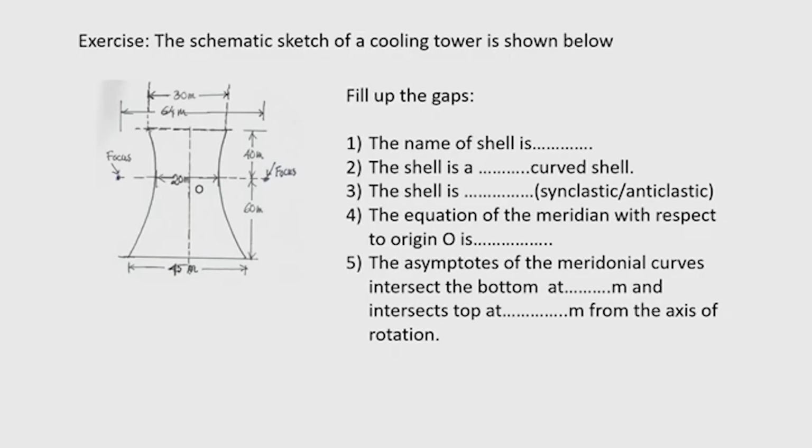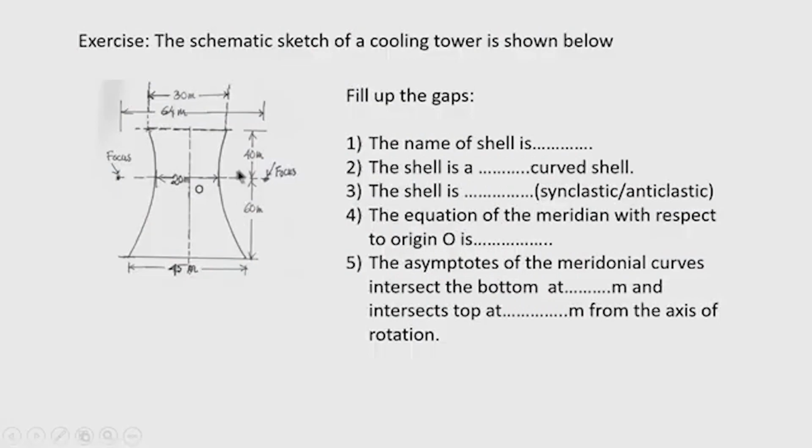So, let us see some exercise on this hyperboloid of revolution, that is a cooling tower problem. A schematic sketch of the cooling tower is before you, and you can see the height of this cooling tower here is 100 meter, and the axis of the cooling tower is at a distance of 60 meter from the base, and the top is at a distance of 40 meter. Okay.